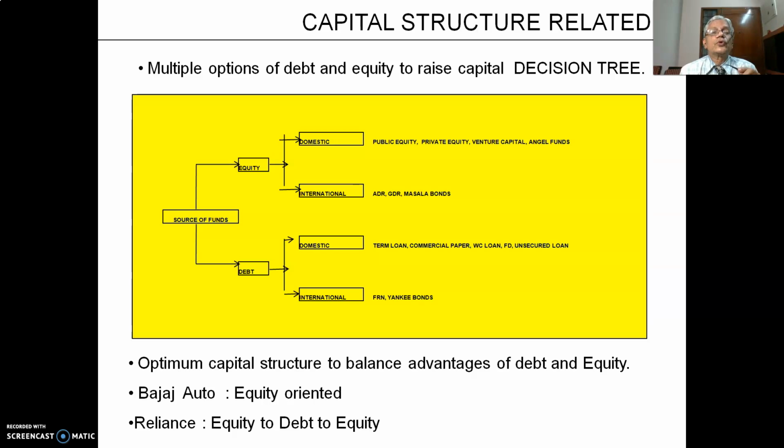Suppose you want to concentrate more on debt fronts, you can go to the domestic source like term loan, commercial paper or working capital loan or fixed deposits or unsecured loan. If it is going to be an international debt, you can think about FRN, floating rate notes, or you can go for Yankee bonds. So equity and debt each has got its own plus and minus. So you have to arrive at the optimum capital structure so that you will take the advantage of both debt and equity. If you take Bajaj Auto, traditionally it is a highly equity oriented organization.